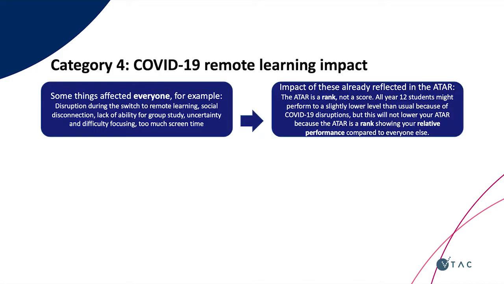When it comes to COVID, everybody's been affected in some way. Now, some things have affected everybody. For example, the lack of ability for group study, being uncertain and having difficulty focusing, too much screen time. Those things have already been taken into account in the ATAR. They will be reflected in the ATAR in the ranking.